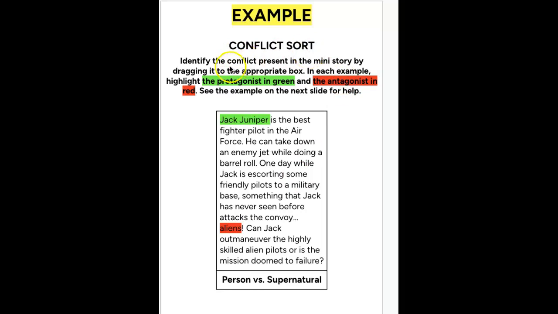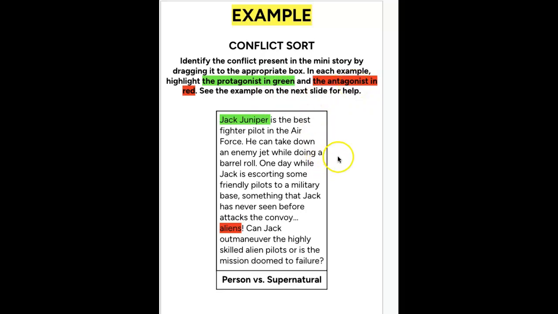Conflict sort. Identify the conflict present in the mini story by dragging it to the appropriate box. In each example, highlight the protagonist in green and the antagonist in red. See the example on the next slide for help. So the protagonist is the person who is the main character, and the antagonist is what's creating conflict.